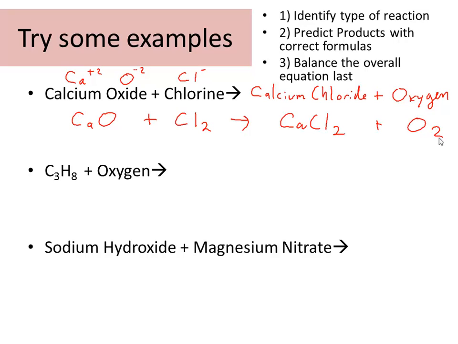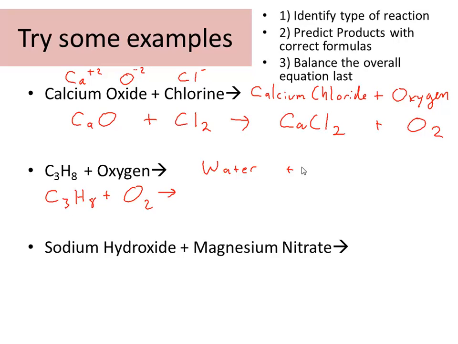So this one, we have C3H8, which is propane, which is in your gas tanks, plus oxygen, which is O2. Now, what type of reaction is this? Which one of these? This is combustion. So what are the products of combustion we just talked about? Water. And what was the other one? There's two products of combustion.